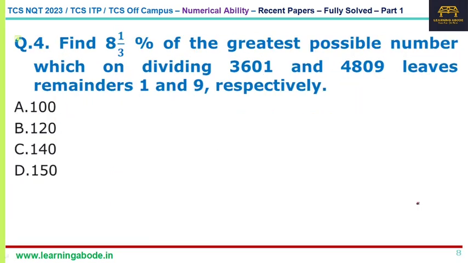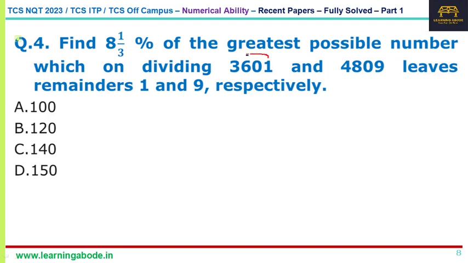Now question number 4. So we are asked to find 8 1/3 percentage of the greatest possible number which divides 3601 and gives a remainder of 1, and divides 4809 and leaves a remainder of 9. So in a sense it's a percentage question, in a sense it's a divisibility question, in a sense it's an application of HCF. It depends on your approach, so we can go for multiple approaches.